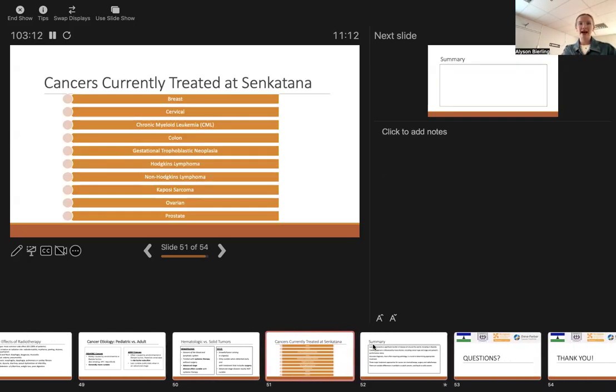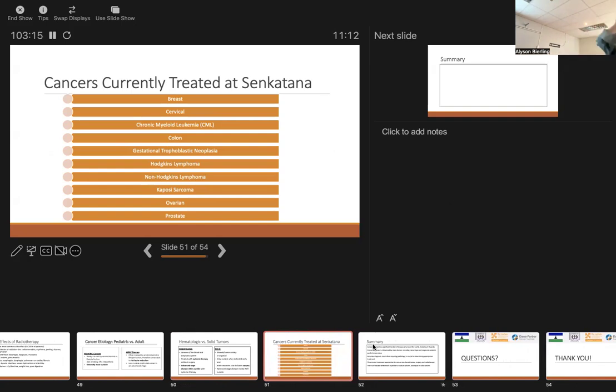All right. And just quickly, I think you all know that Sankatana Oncology Clinic is providing chemotherapy to a lot of patients. But there's no radiation therapy that's provided in the country currently. All patients that require radiation therapy are sent to Bloemfontein to receive that. And so because of that, we're not able to treat all cancers yet in Lesotho.